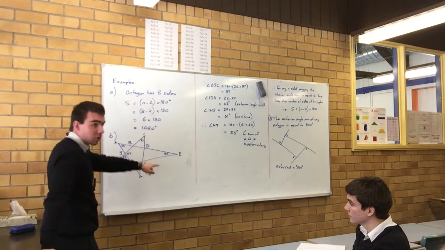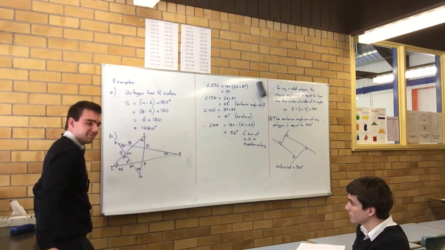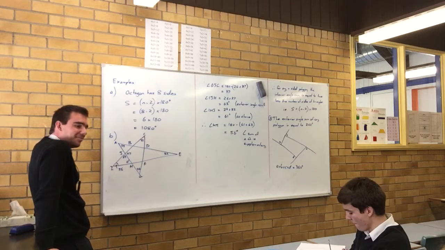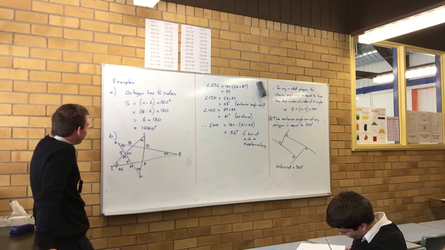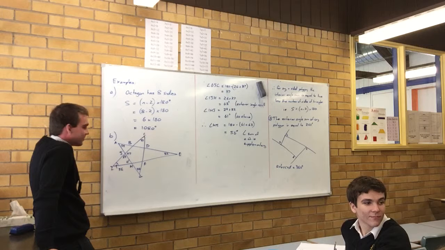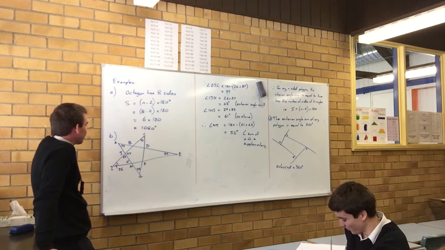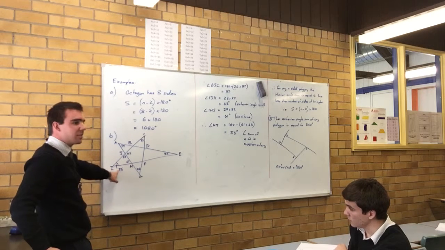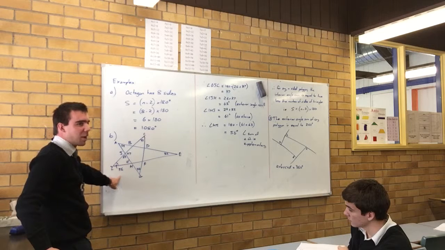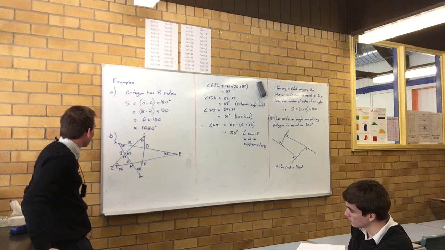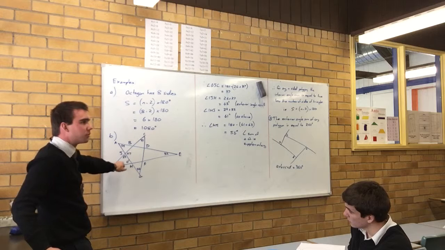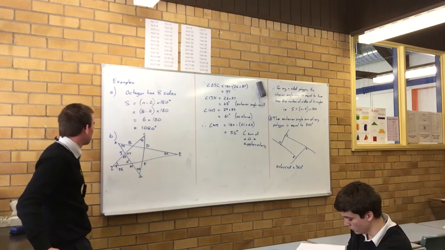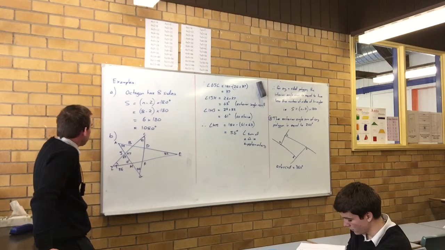Because what I drew was technically a 5-sided polygon. Pretty cool. So if I did the angle sum of an irregular pentagon, it's going to be 3 times 180, because 5 sides take away 2 is 3. No, that won't work actually. But it is 180.